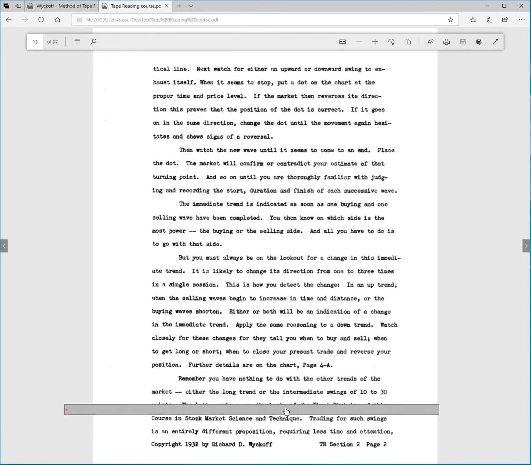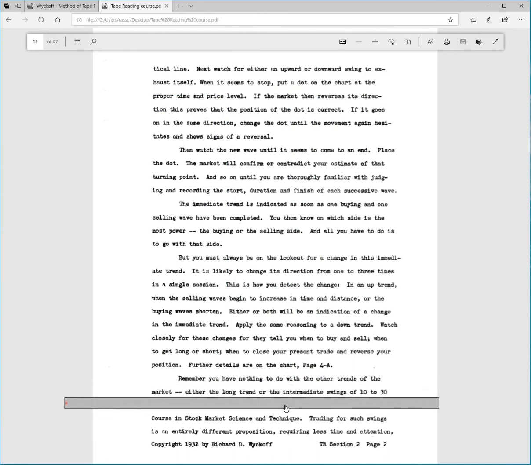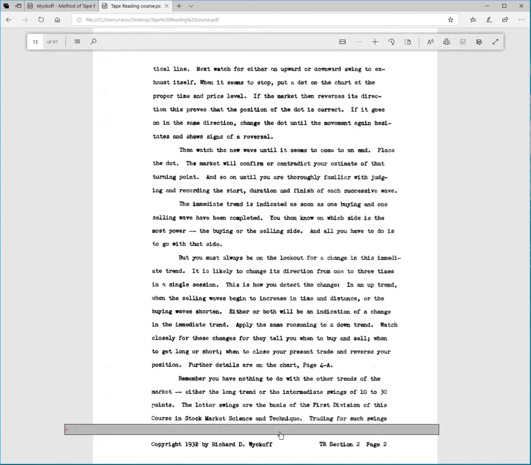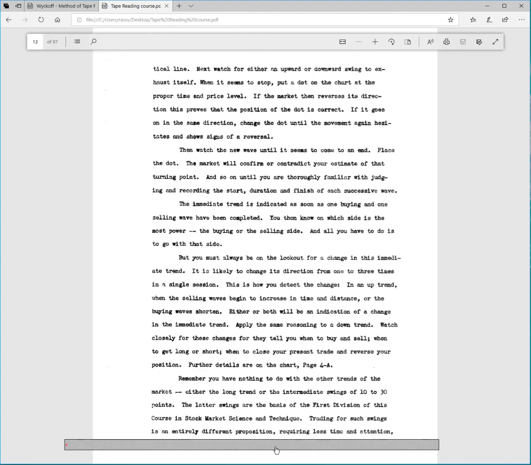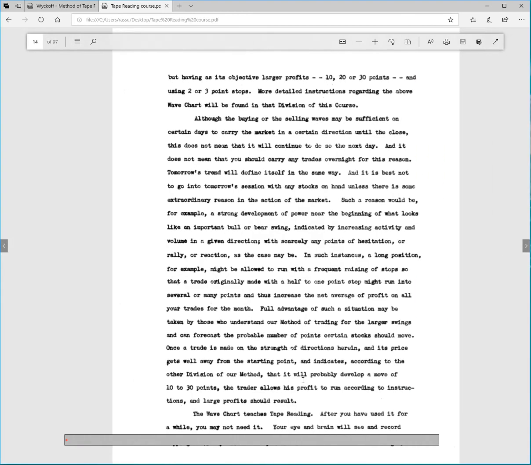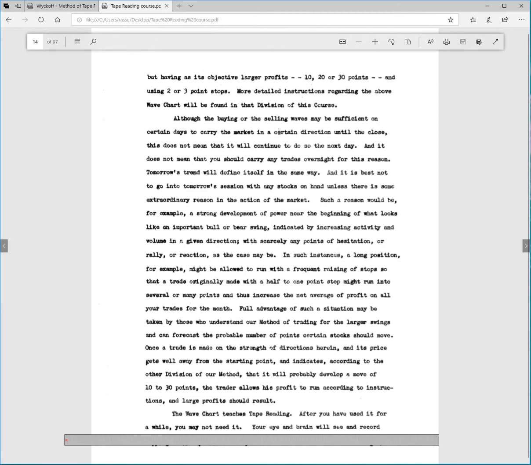Remember that you have nothing to do with other trends of the market, either the long or the intermediate. The latter swings are based on the first division of this course. Trading for those swings is an entirely different proposition, requiring less time and attention, but having the objective of large profits. More detailed instruction regarding the above wave chart will be found in the division of the course. We'll get to the wave chart later.